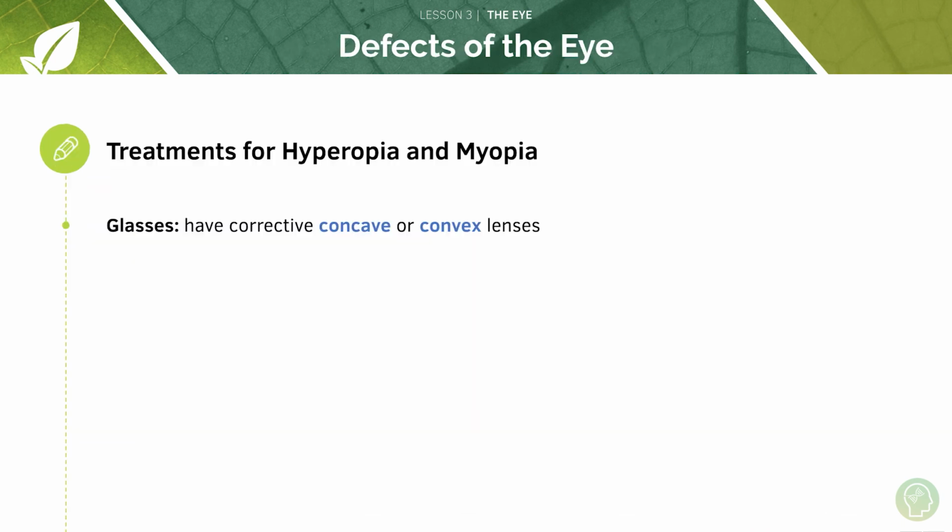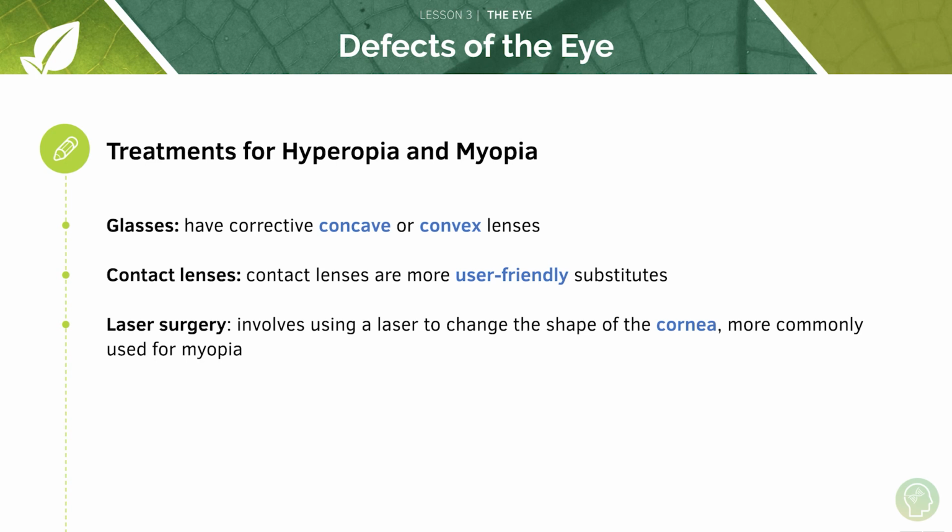So let's have a look at some of the treatments for hyperopia and myopia. So glasses can be fitted with either concave to treat myopia or convex to treat hyperopia lenses. Contact lenses are more user-friendly substitutes though, and they can be hard contact lenses which are more durable and resistant, whilst soft contact lenses are more comfortable.